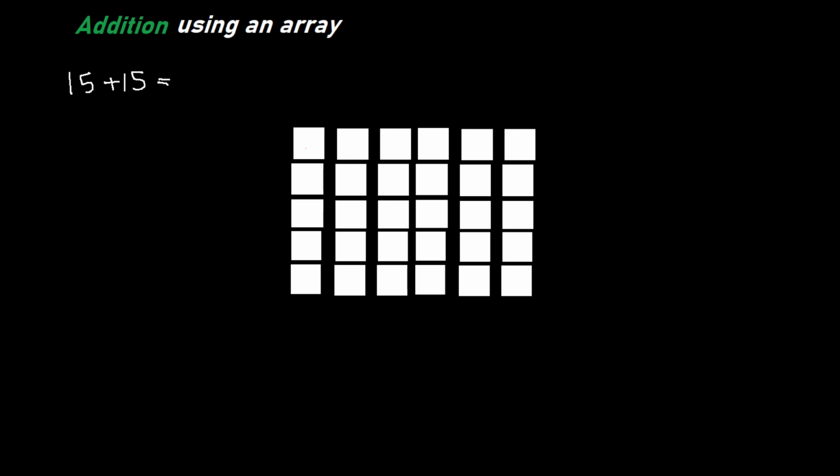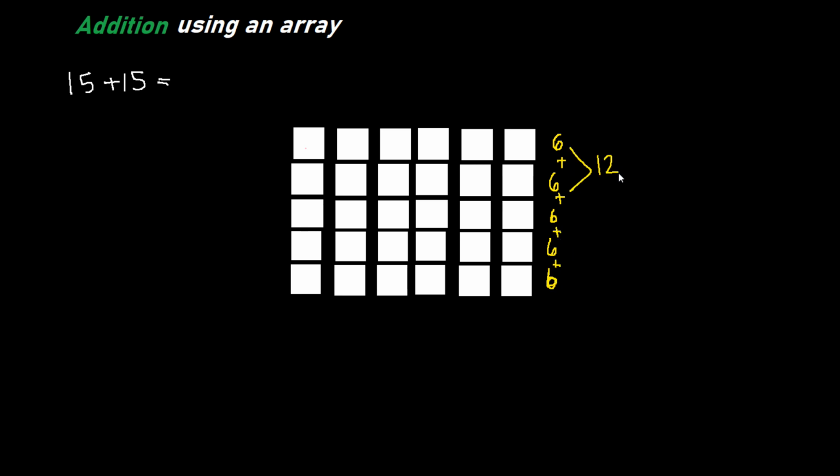Another way to do this problem is looking at the rows. 1, 2, 3, 4, 5, 6. We have 6 here. We have another 6, another 6, another 6, and another 6. We can add these all together, which will give us our sum.